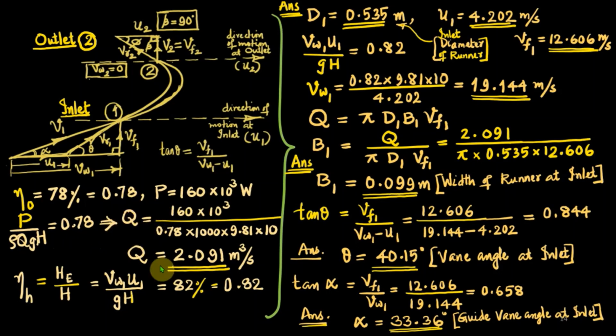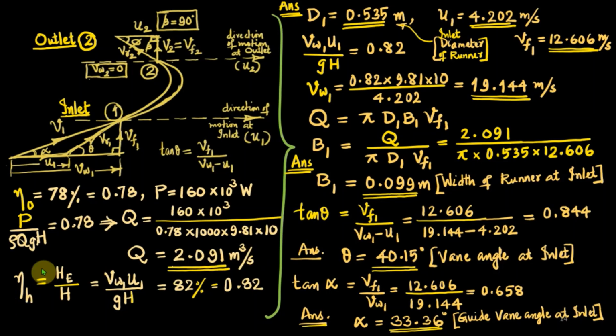So the discharge Q is equal to the shaft power P, that is 160 into 10 raised to 3, divided by this overall efficiency 0.78 into rho, that is 1000 kilogram per meter cube for water, the mass density, into gravitational acceleration 9.81, then into H, the net head. If you work it out, you will get discharge equal to 2.091 meter cube per second. In liters per second, it is equal to 2091, so more than 2000 liters per second. That is the discharge handled by the turbine.